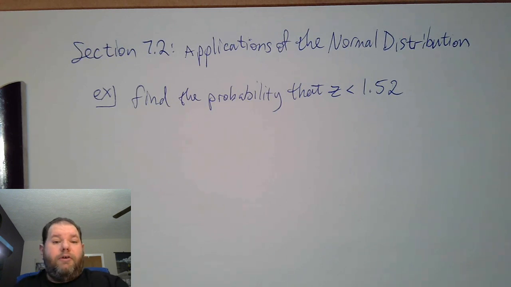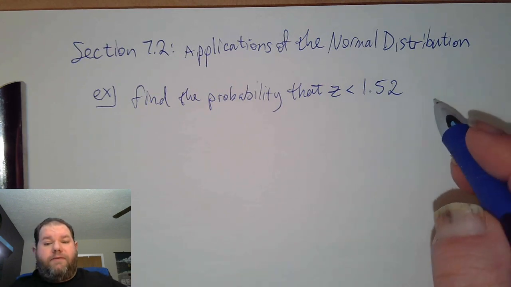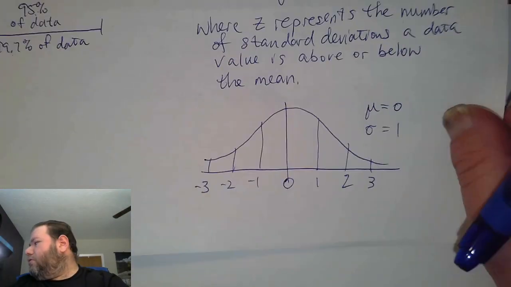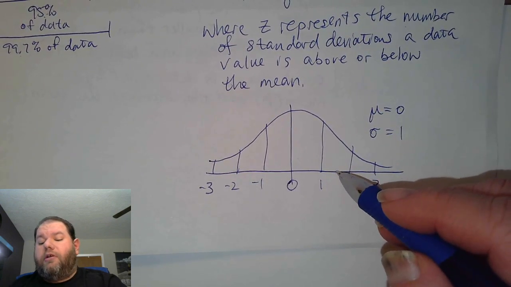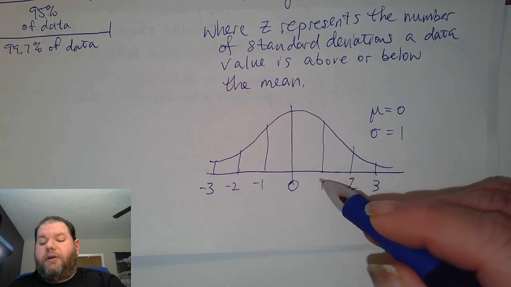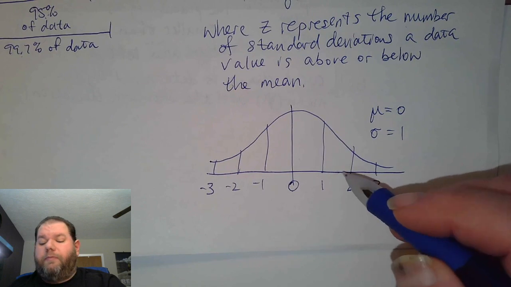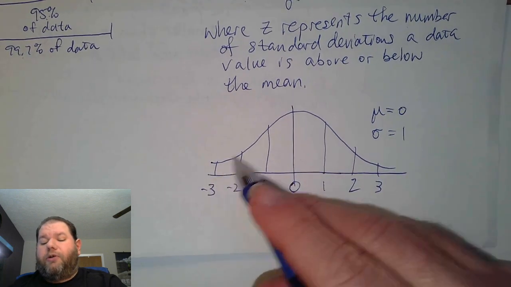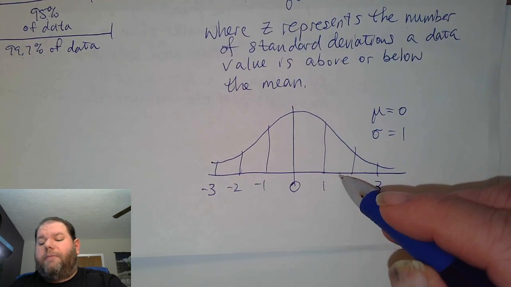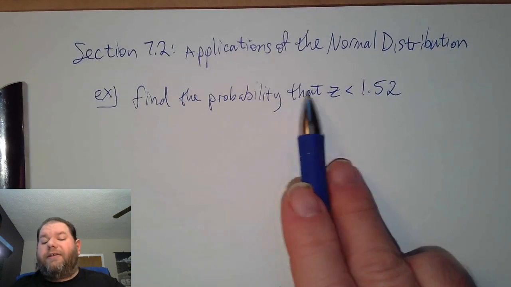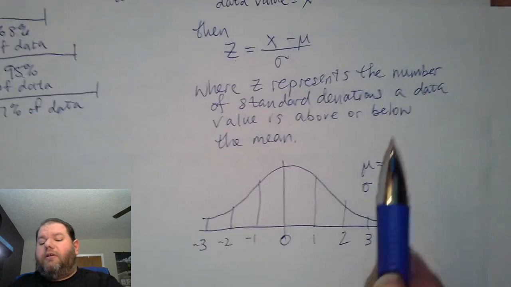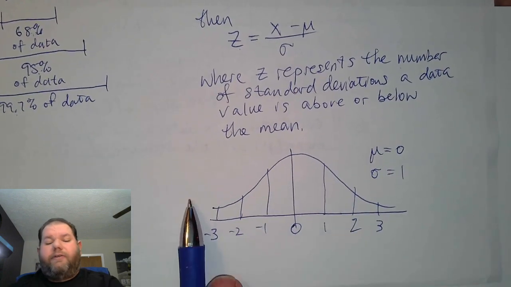Okay, so first of all, we need to identify where z equals 1.52 is. And we go back to our standard normal distribution curve we looked at. 1.52 would be somewhere over here, about halfway between 1 and 2. And so we would draw a bell curve, draw a line about where 1.52 would be, and since we said the probability that it's less than that, we draw our line and then shade the area to the left.